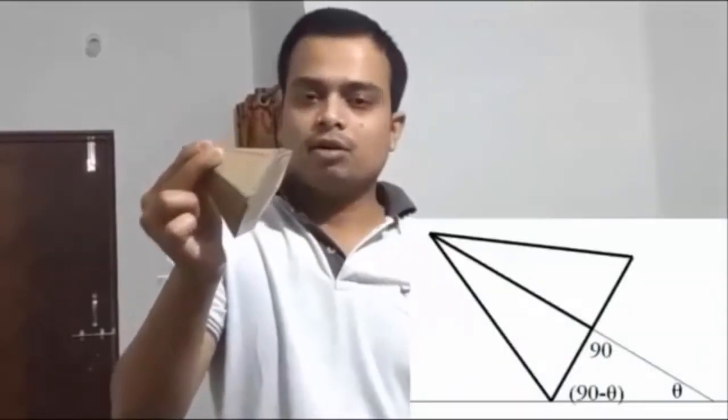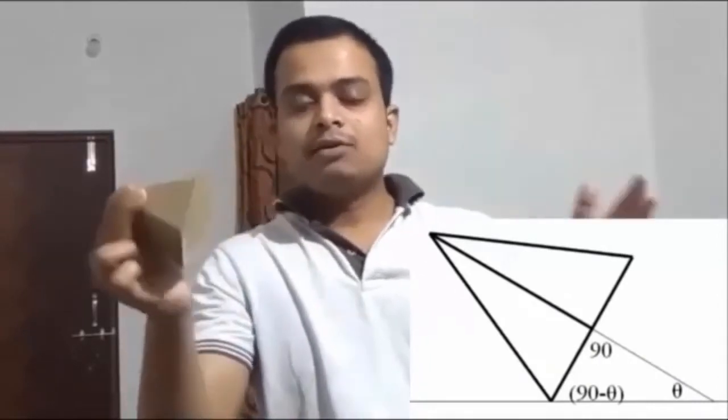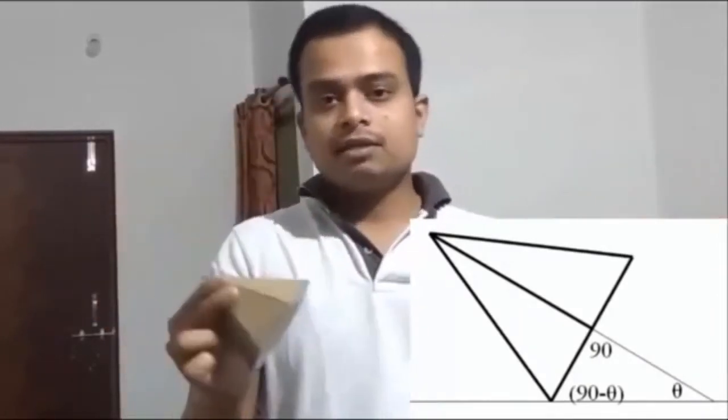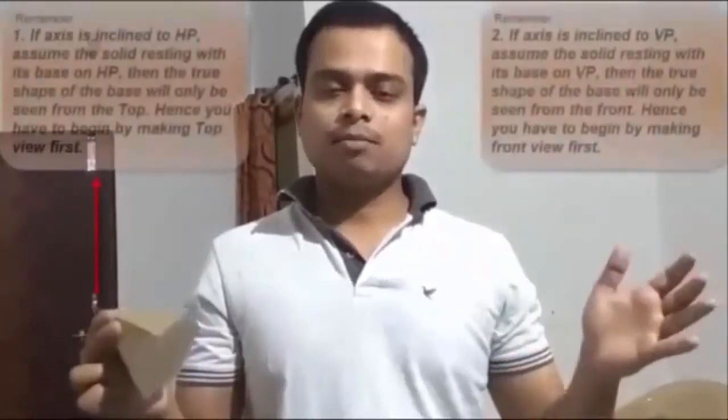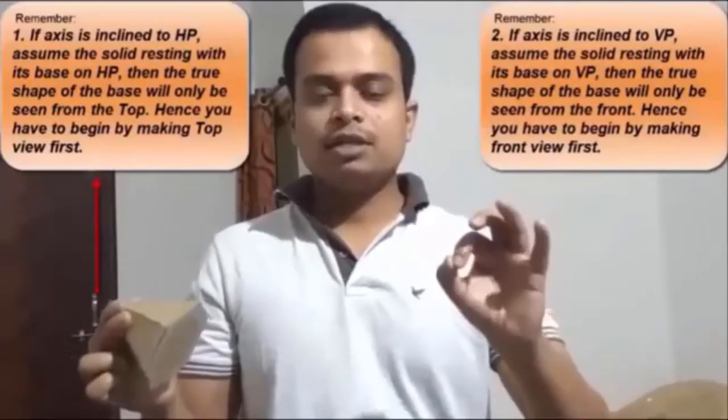Now guys, try to remember this. If the axis makes an angle theta, then this base over here makes an angle 90 minus theta. Now whenever the axis is inclined to HP or VP, there is some assumption that we need to undertake. As far as this question is concerned, the axis is inclined to the horizontal plane. So your initial assumption is going to be this.